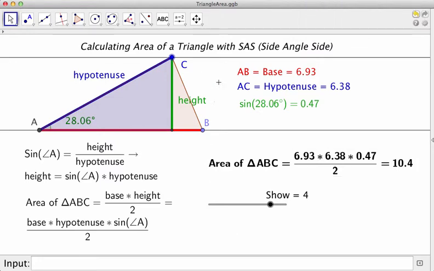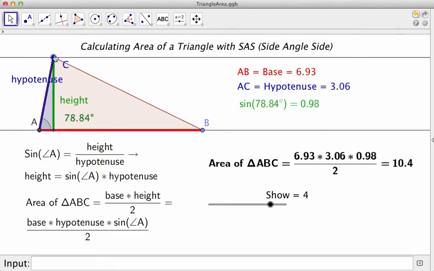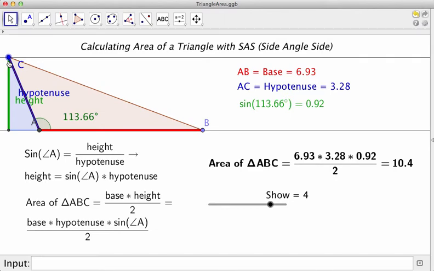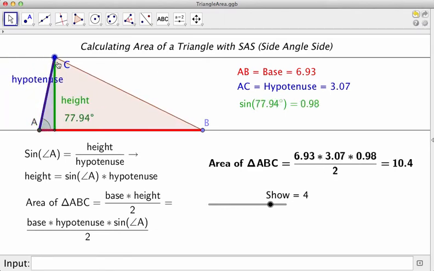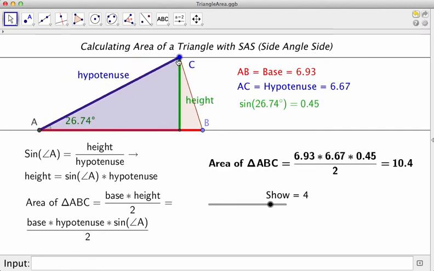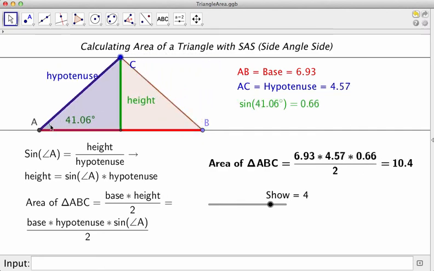What we have done here is we've taken a procedure and consolidated it to create a formula. That is to say that whenever we have SAS for a triangle, whatever kind of triangle it is, we can use the formula of one side times the other side times the sine of the included angle divided by 2 to calculate the area of that triangle. It doesn't matter whether our included angle is greater than 90 degrees, we're still going to get an accurate calculation for the area of triangle ABC.